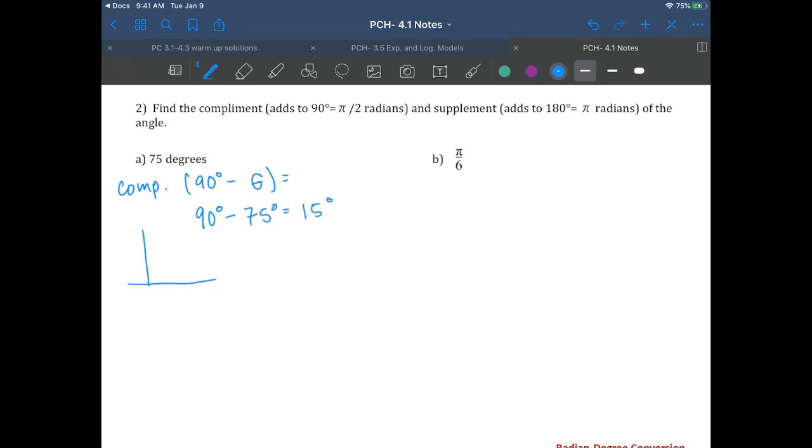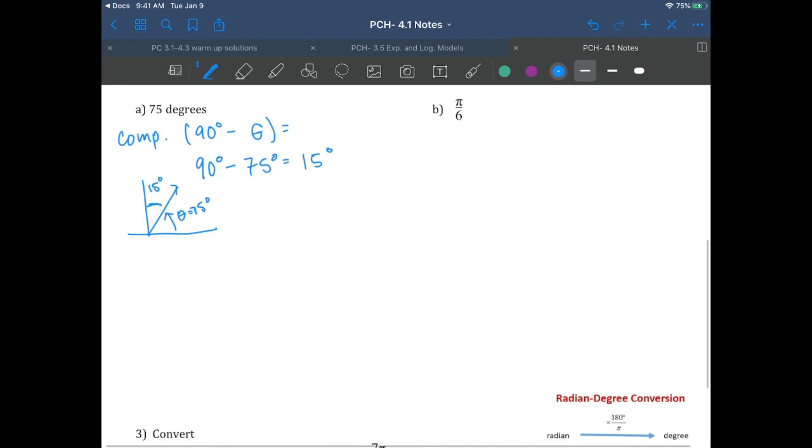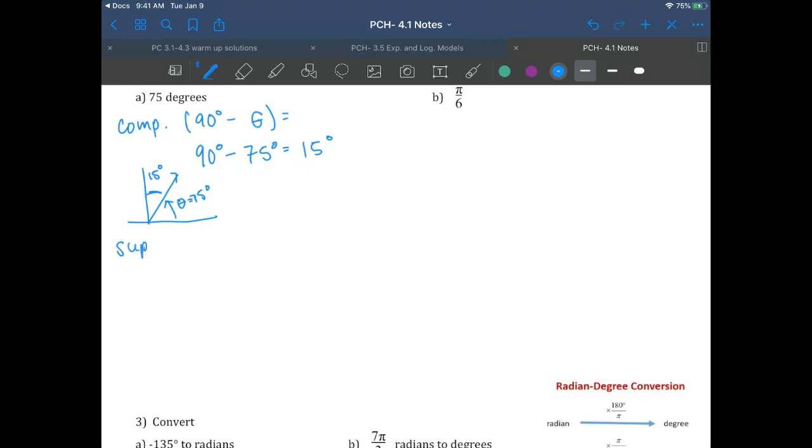If our angle is 75 degrees, our complementary angle to make 90 would be 15 degrees. Our supplementary angle would be 180 degrees minus theta, which is 180 degrees minus 75, which is 105 degrees. So if I draw that, 75 degrees plus 105 would give me my supplementary angle.